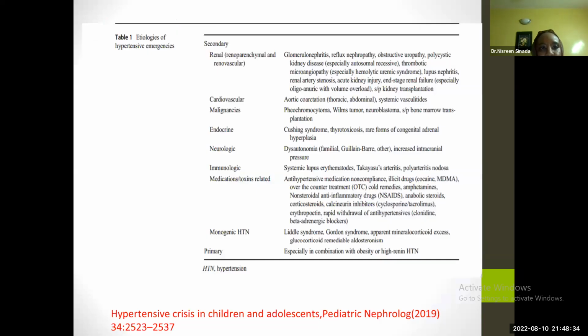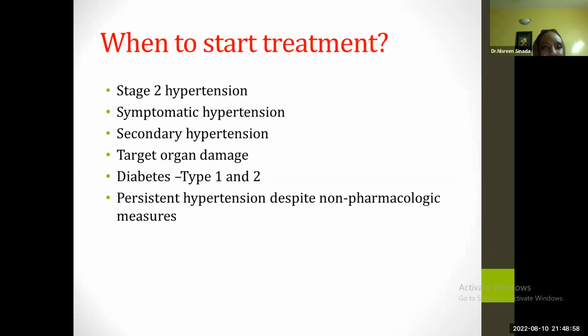Also, you can define the etiology of hypertension by the system involved secondary to the cause, like renal: glomerulonephritis, reflux nephropathy, obstructive uropathy; cardiovascular, like aortic coarctation; fibromuscular dysplasia; tumors like Wilms tumor and other malignancy; endocrine, Cushing syndrome; and as I said, the drugs. I will not go through all this.